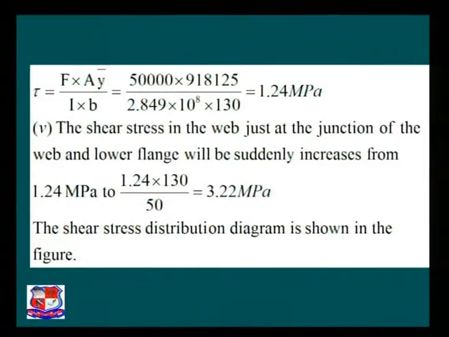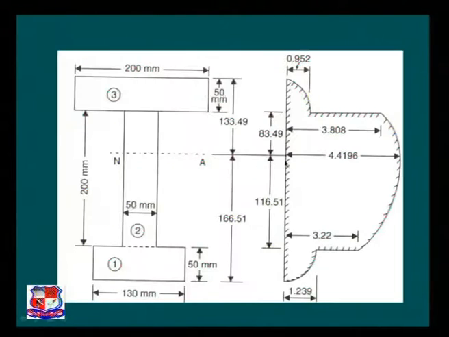So if you refer to this figure and the PPT both, then you will see that it is 1.24 into 130 divided by 50, we got 3.22 Newton per mm square. So by using all these values, we can compute the shear stress distribution diagram as follows. Starting from the top and bottom flanges, at the extreme fibers, the value of the stresses is 0.